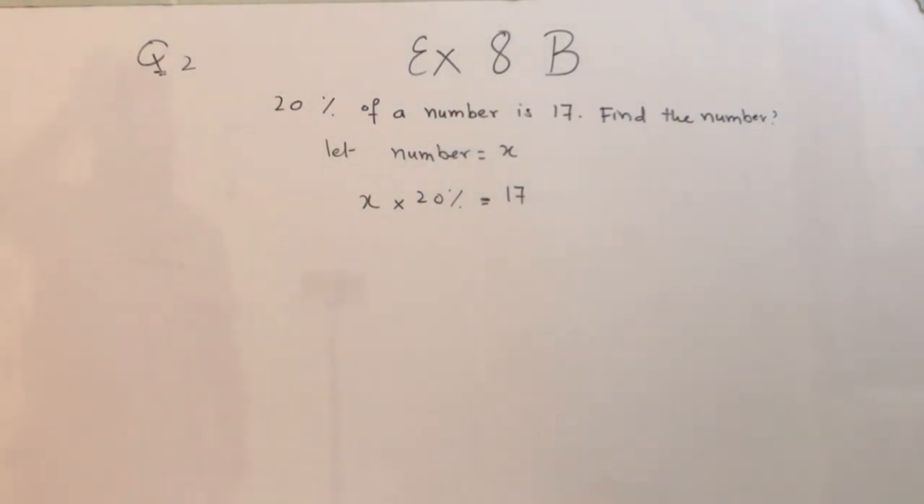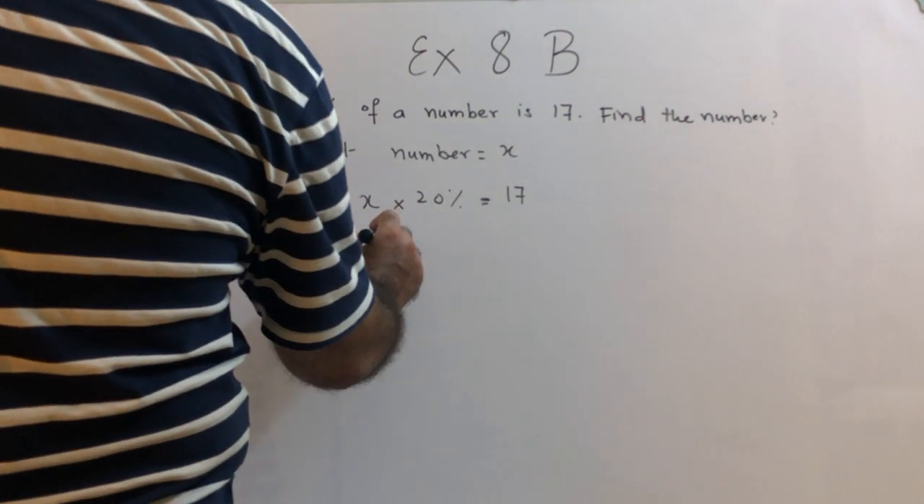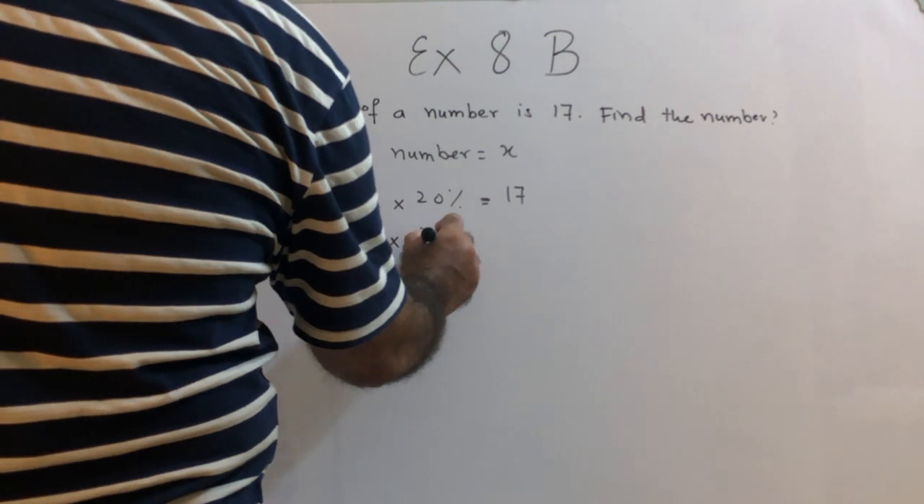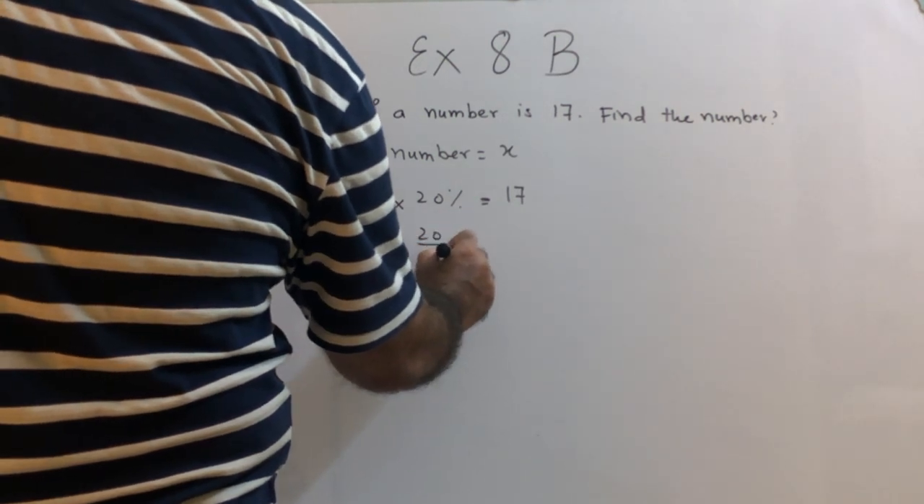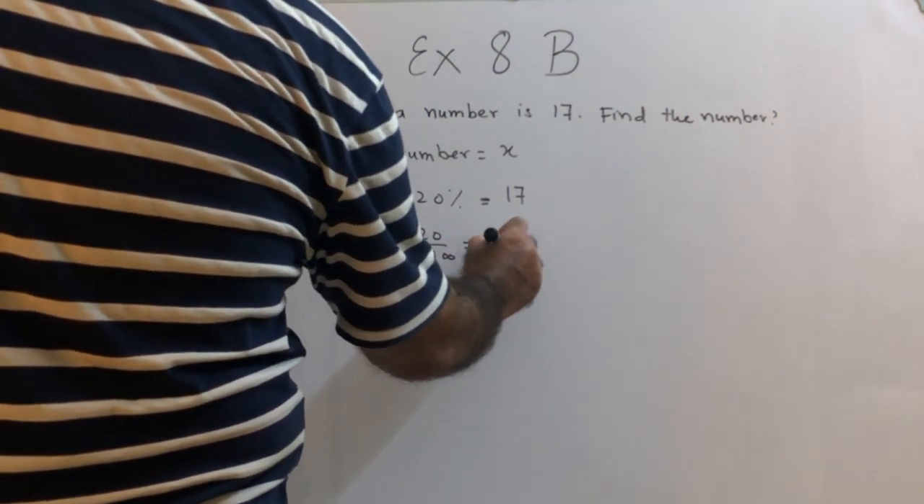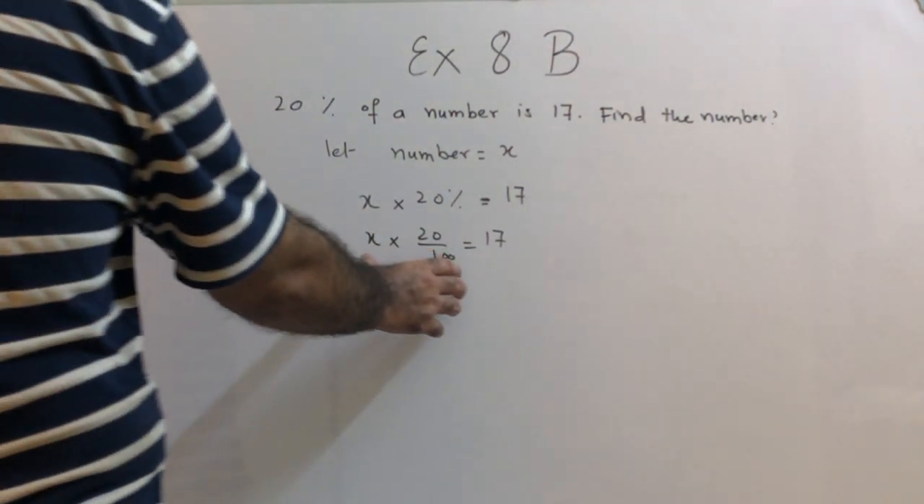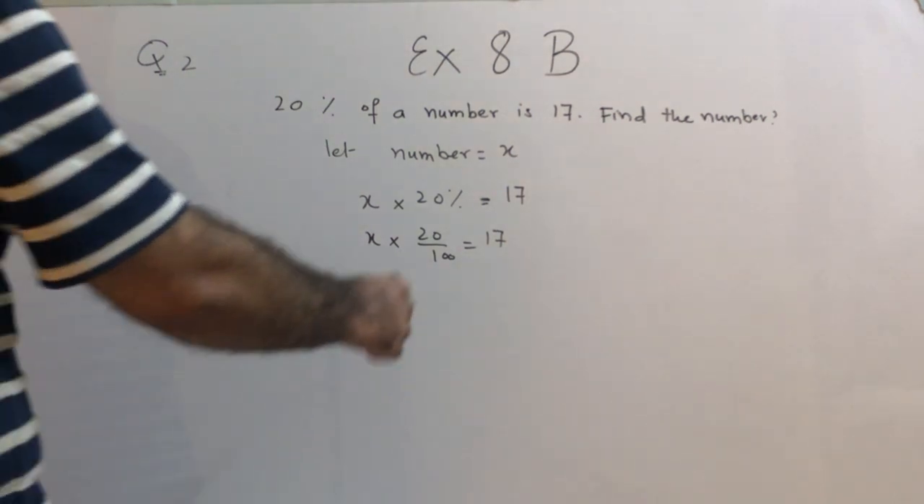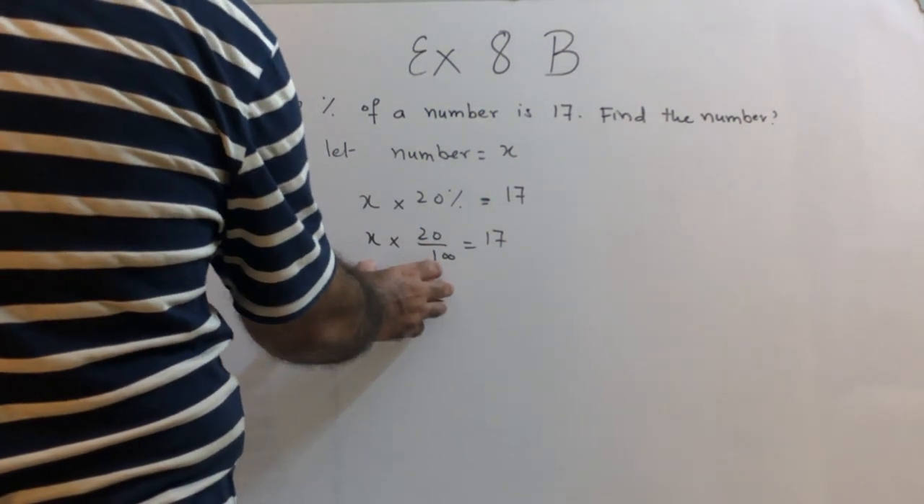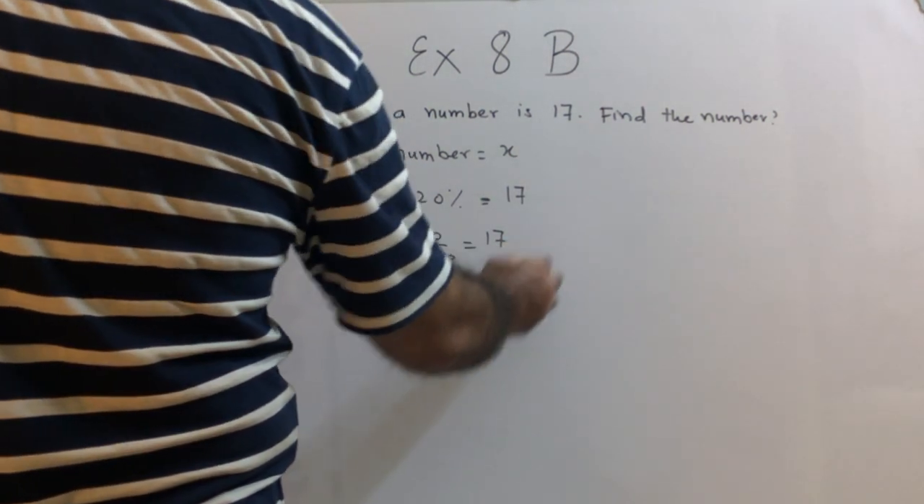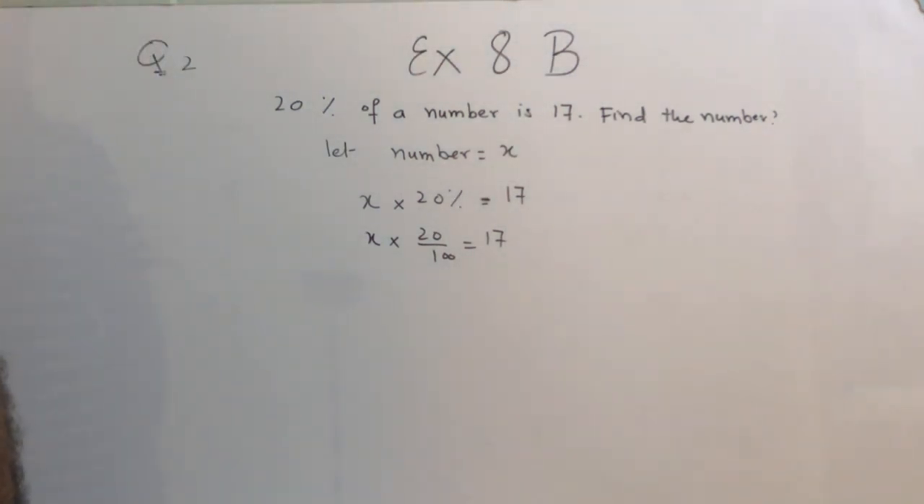So now we will be taking 20% of x, and it is equal to 17. From this equation, we can try to find the value of x. So now x into 20%, which means divided by 100, is equal to 17. We want to see x only on the left side of the equation. We don't want to see this on the left side. We will shift it to the right side.